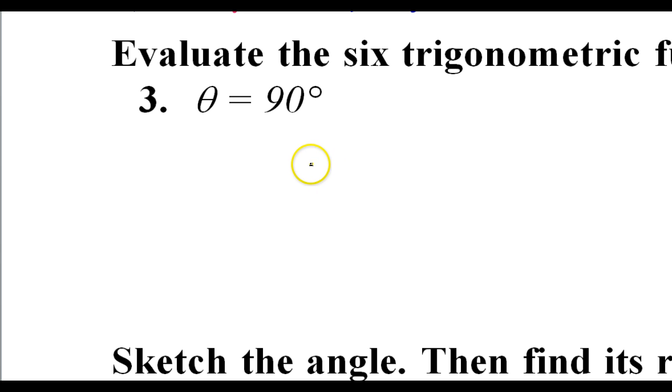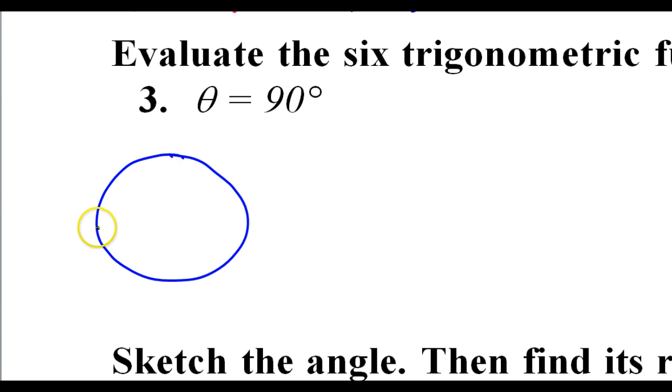Okay, now, how do I evaluate all 6 trig functions of something that has no reference angle? Answer: unit circle, baby. It's all about the unit circle. So let's draw ourselves a little sketch of a unit circle. Of course, the main thing about the unit circle is it has a radius of 1. Keep that in mind.